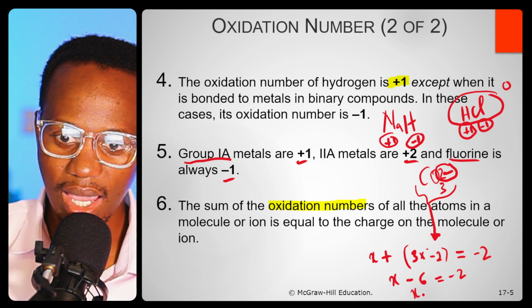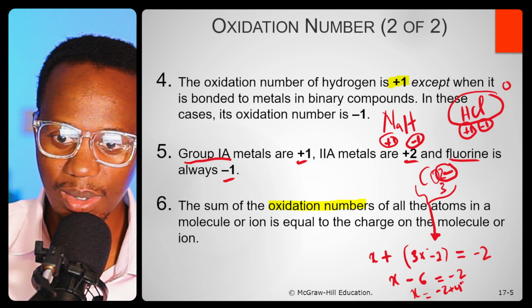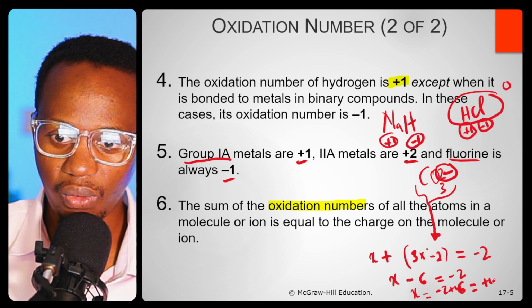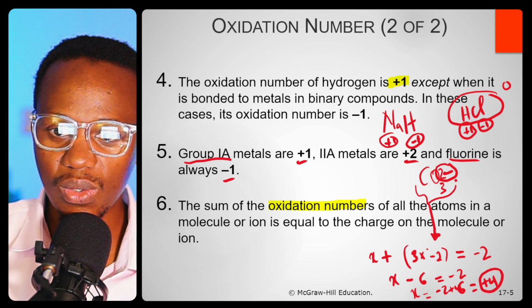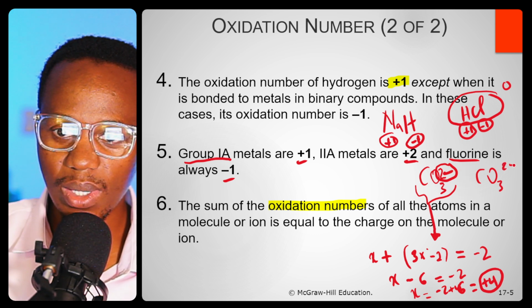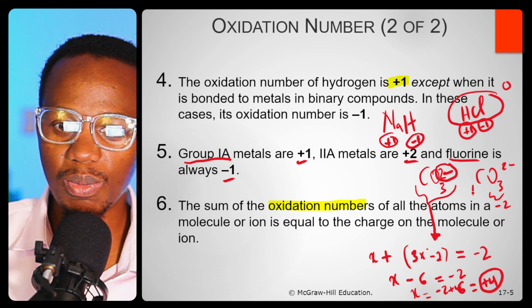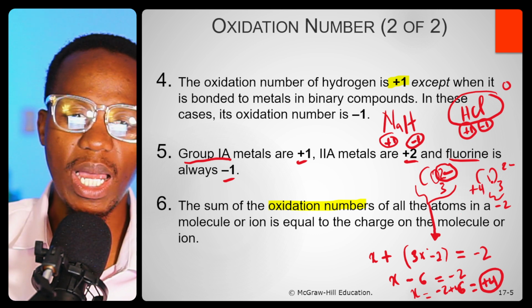And look at this, X is equal to -2 plus 4, plus 6, plus 6, which is equal to +4. So the formal charge for carbon here, for CO3 2 minus, to get 2 minus, oxygen has to be -2, carbon has to be +4 for the whole thing to get 2 minus, right?